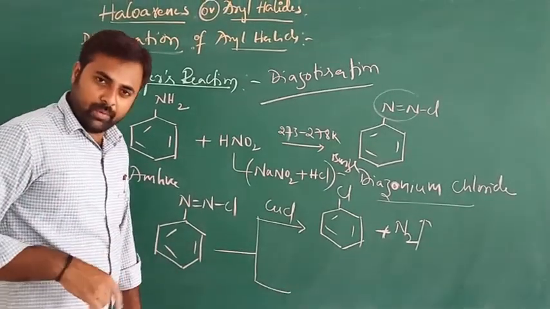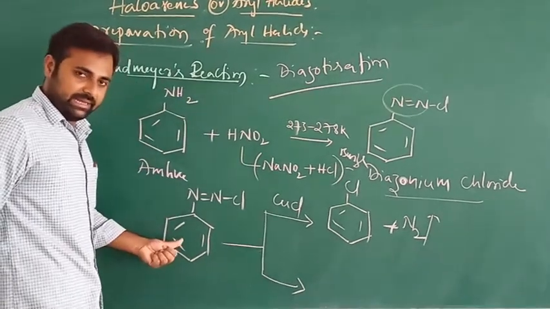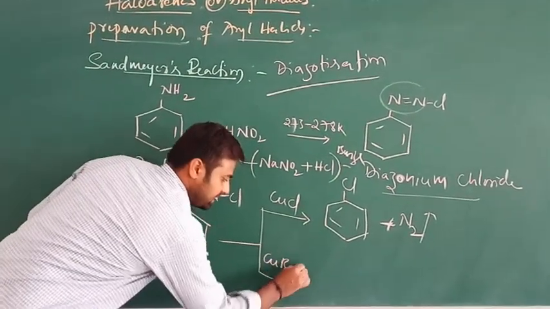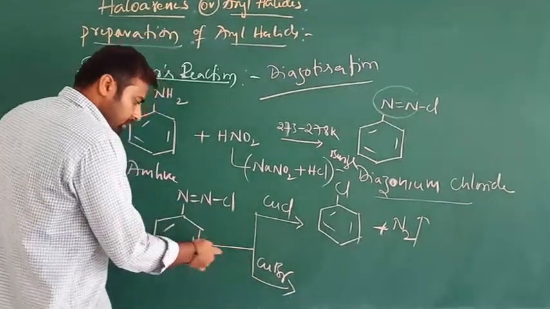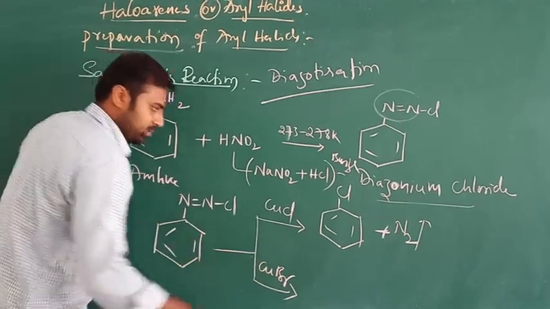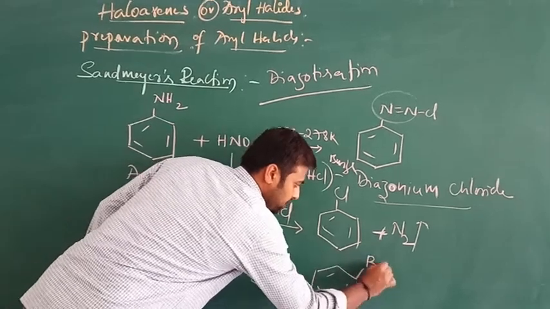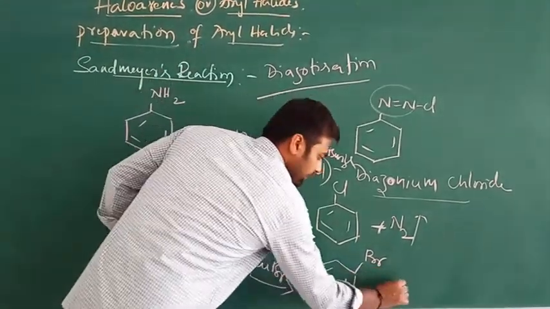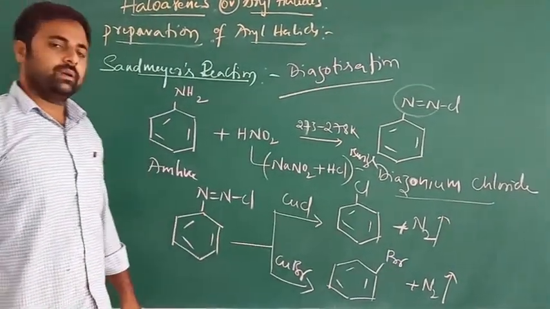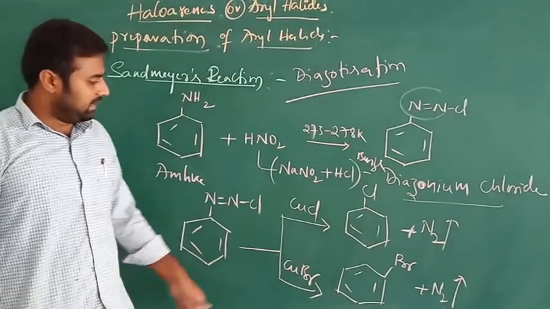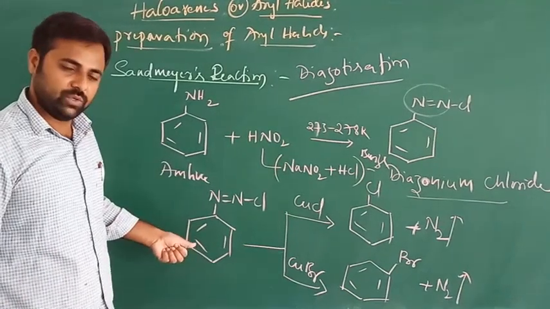If you want to prepare bromobenzene with the help of this diazonium chloride, you have to treat this benzene diazonium chloride with cuprous bromide. This cuprous bromide is treated with benzene diazonium chloride. Definitely it gives bromobenzene plus nitrogen gas. So this is Sandmeyer's reaction, the preparation of chlorobenzene and bromobenzene with the help of benzene diazonium chloride.